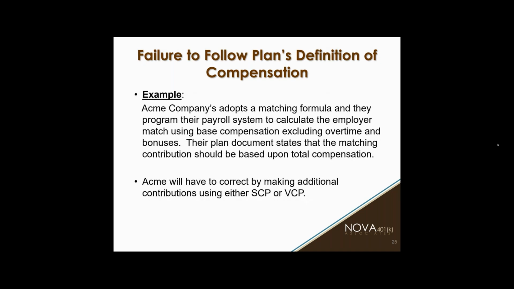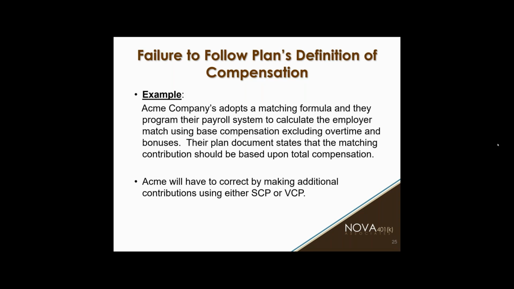So just some examples, right? If you have a company that adopts a matching formula and their payroll system calculates the formula based on a base pay that excludes overtime and bonuses, but the document says something else, like it's based on total compensation, we have a problem because you have to do what the document says. And so if you've been excluding some items of pay, that's a correction that NOVA would have to come in and you'd give us the excluded pay going back as many years as it was being excluded.